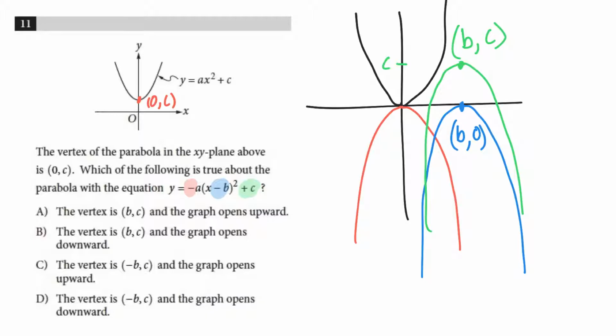So let's take a look at the possible solutions. The vertex is B, C, and opens upward. Oh, no, that's not it. Almost. The vertex is at B, C, but opens down. B, the vertex is at B, C, and the graph opens downward. Yeah, that seems like our best choice so far. The vertex is at negative B, comma C. Nope. The vertex is at negative B. Okay, so those are both not possible.